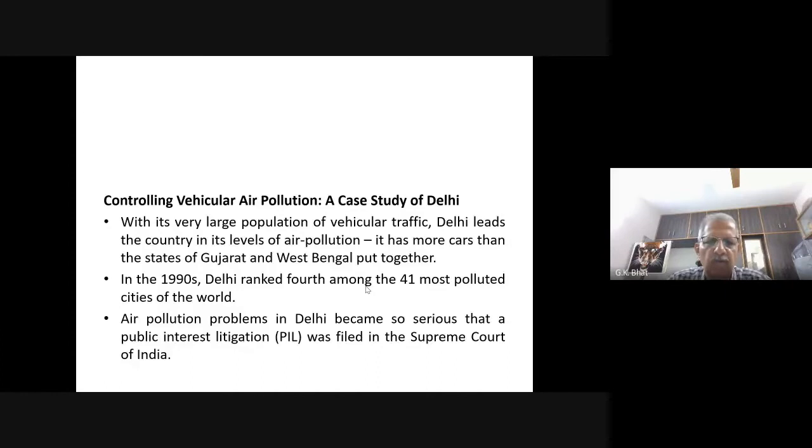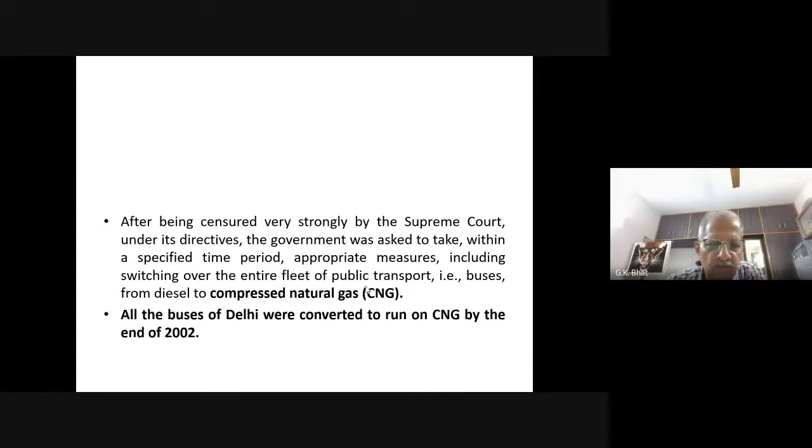Air pollution problems in Delhi became so serious that a public interest litigation was filed in the Supreme Court of India at that time. Now let us see what the Supreme Court of India said. After being censured very strongly by the Supreme Court under its directives, the government was asked to take, within a specific time period, appropriate measures, including switching over the entire fleet of public transport buses from diesel to compressed natural gas.